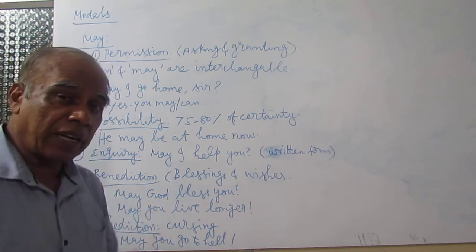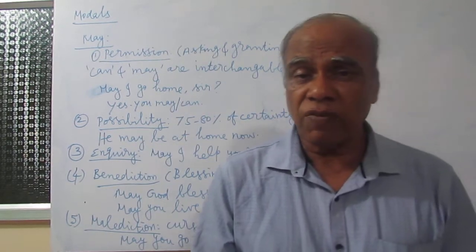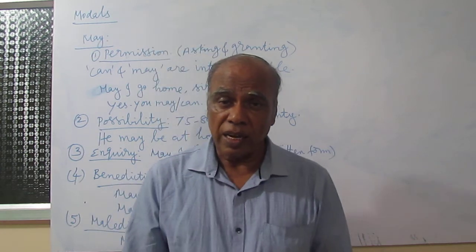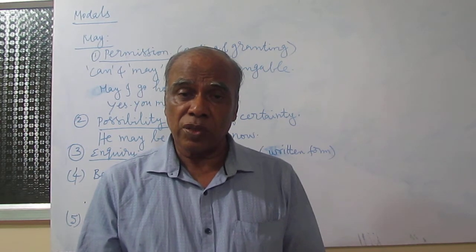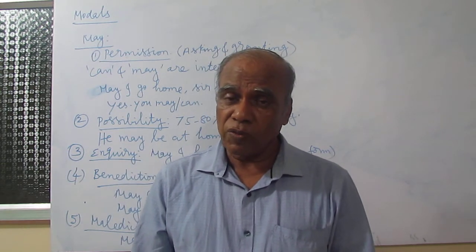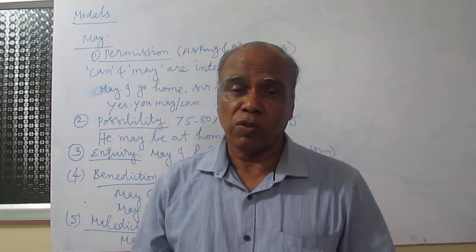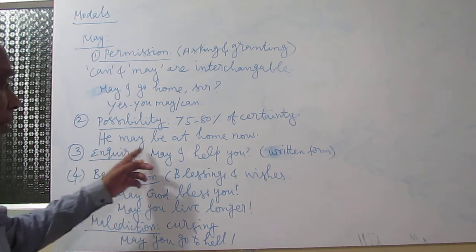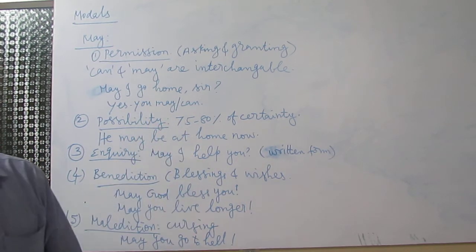Then it is used for possibility also. In the case of possibility, it shows 75% to 80% certainty. I told you already, will is used for 95% to 99% certainty, would is used for 90% to 95% certainty, and can is used for 85% to 90% certainty. This may is used for 75% to 80% certainty. You see, he may be at home now. That shows the certainty is about 75% to 80%.